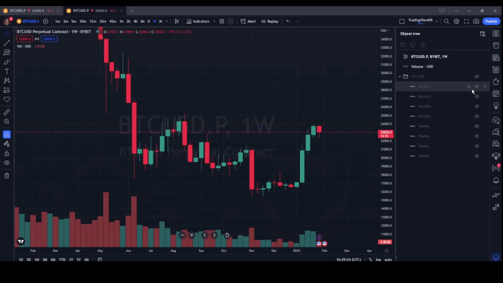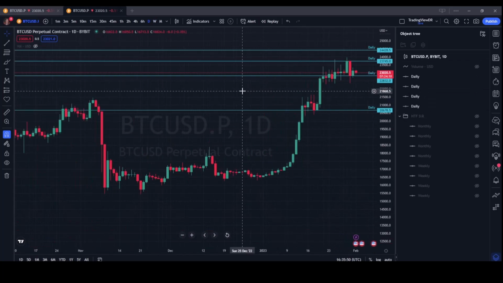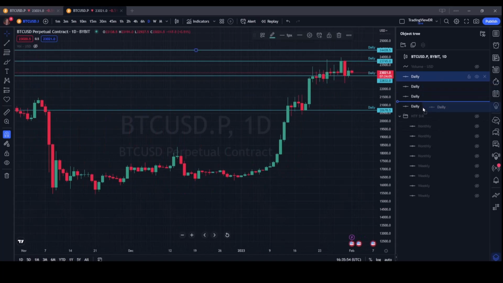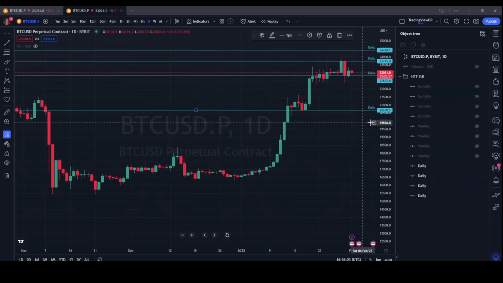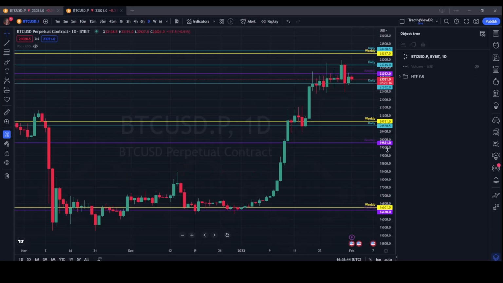I want to hide them all, I just do that. Okay, and here you can see I've done exactly the same with the dailies, and I'm going to move those into that same folder. And with one click I can hide all those lines. Got a neat little folder there with all my daily and monthly support and resistance levels.